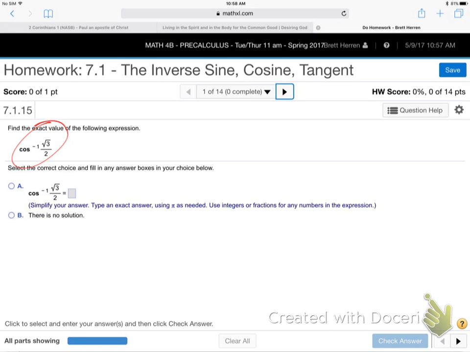Inverse trig functions. Inverse trig. So we already had 6.4. I hope you finished that. That was due 10 minutes ago, section 6.4. So how do you do cosine inverse? How do you do inverse trig functions?